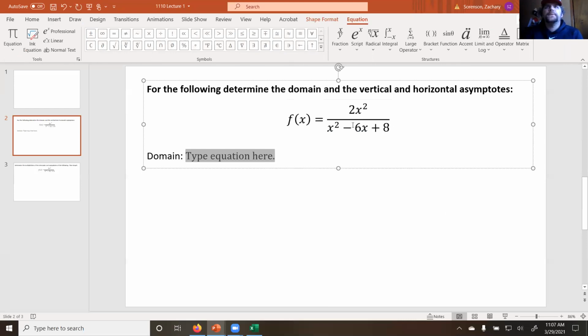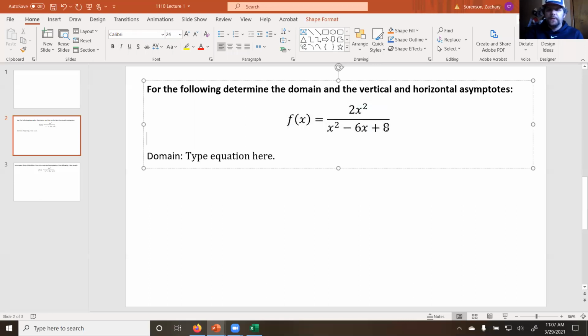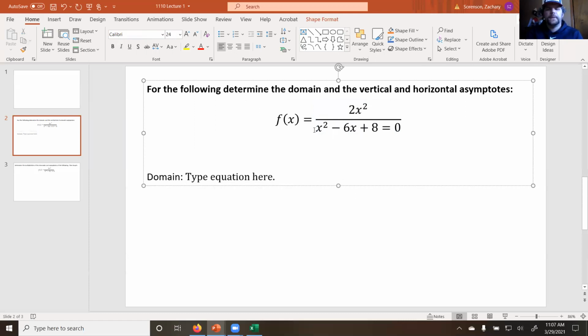Yes, so I want to set something equal to 0. Specifically, I want to set the denominator equal to 0. I want to avoid that because we're not allowed to divide by 0. The universe kind of explodes when we do that inside of mathematics. So step 1 to determine the domain is set the denominator equal to 0. And then what do I do? So what does this factor to? Would it be -4 and -2? Yep.